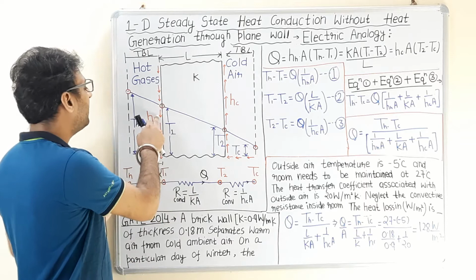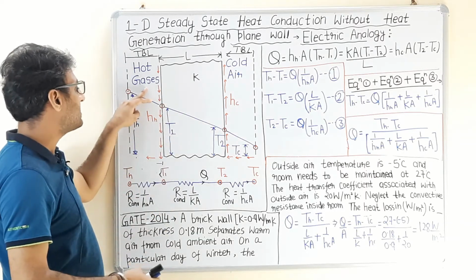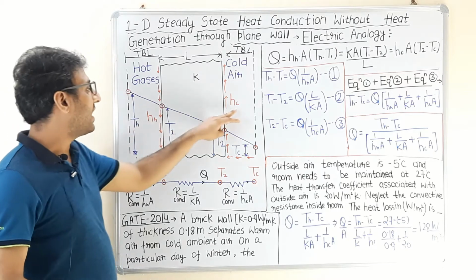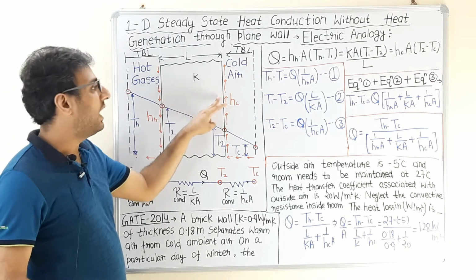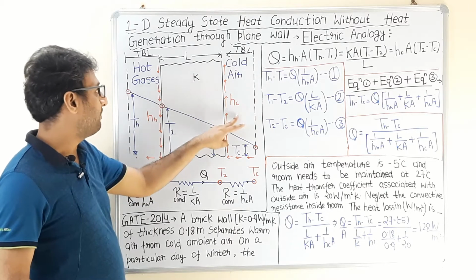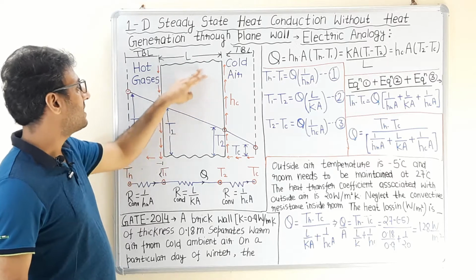Now the convective heat transfer coefficient between the inner face of the wall and hot gases is Hh. The convective heat transfer coefficient between the outer face of the wall and cold air is Hc. The thickness of the wall is L and the thermal conductivity of the wall is K.